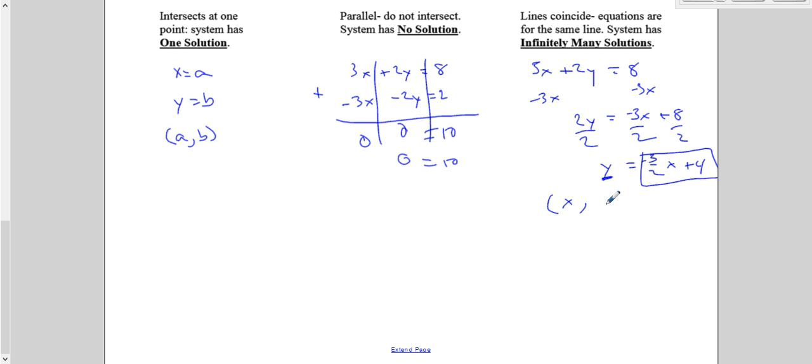So instead of writing x and y, because that doesn't do much for us, we're going to write our ordered pair in terms of x. So we're going to put negative 3 halves x plus 4, and here is our ordered pair. That's supposed to be a 4, okay? And that's a way to write a solution representing infinitely many solutions. And if I need to find a specific point anywhere in the system, I can plug in for x and find out what my y is. Okay?